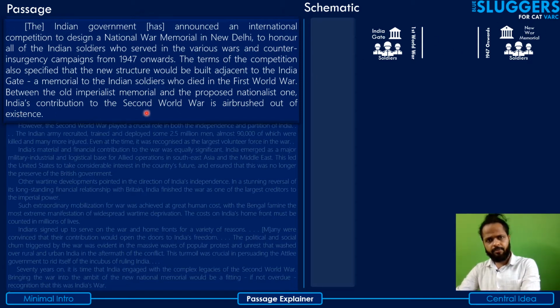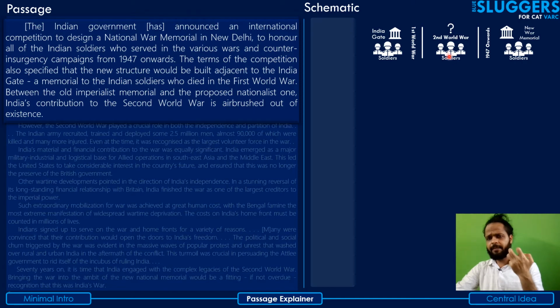So between the old imperialist memorial and the proposed nationalist one, India's contribution to the Second World War is airbrushed out of existence. So he's pointing out a kind of concern or problem here. He says that you commemorate the Indian soldiers who lost their lives or served the country during the First World War, and you also plan to commemorate the soldiers who served the country after 1947, after freedom. But what about the efforts that were put in by the Indians during the Second World War?